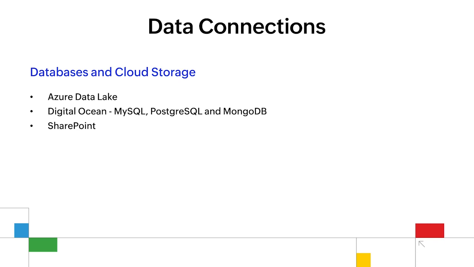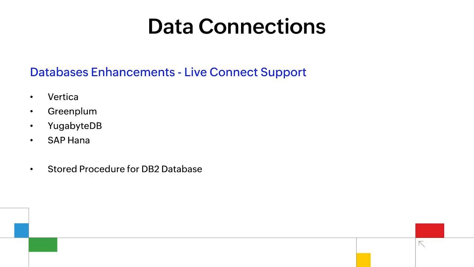All right, so that's more on the new data connections in terms of the databases and cloud storages. Now, some more enhancements that we did in the recent past in terms of database connections. We do support live connection on some of the databases that we have mentioned here, like Vertica and SAP HANA. And not just that, now we also support stored procedures in the DB2 database.